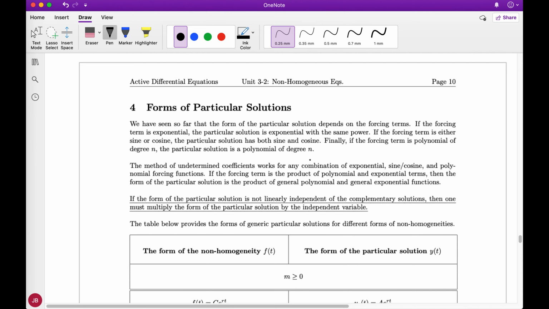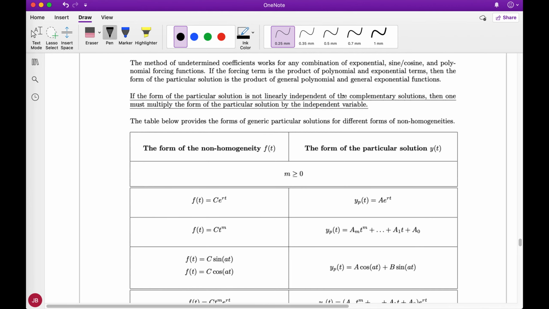our initial guess at a particular solution was already represented in the complementary solution, then we had to multiply by a factor of t. But otherwise, that's pretty much how this is going to go. And so what I just said is captured kind of in this remark right here.